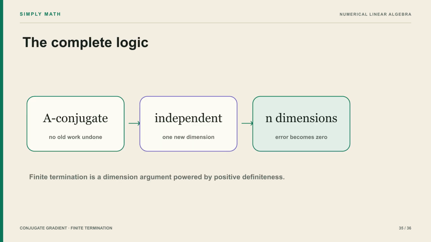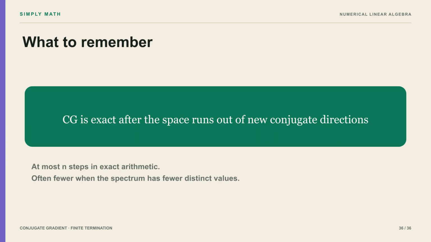Conjugacy gives independence. At most n directions fit, and spanning the space forces 0 error. Conjugate gradient finishes when an n-dimensional space runs out of new conjugate directions. That is the n-step theorem.